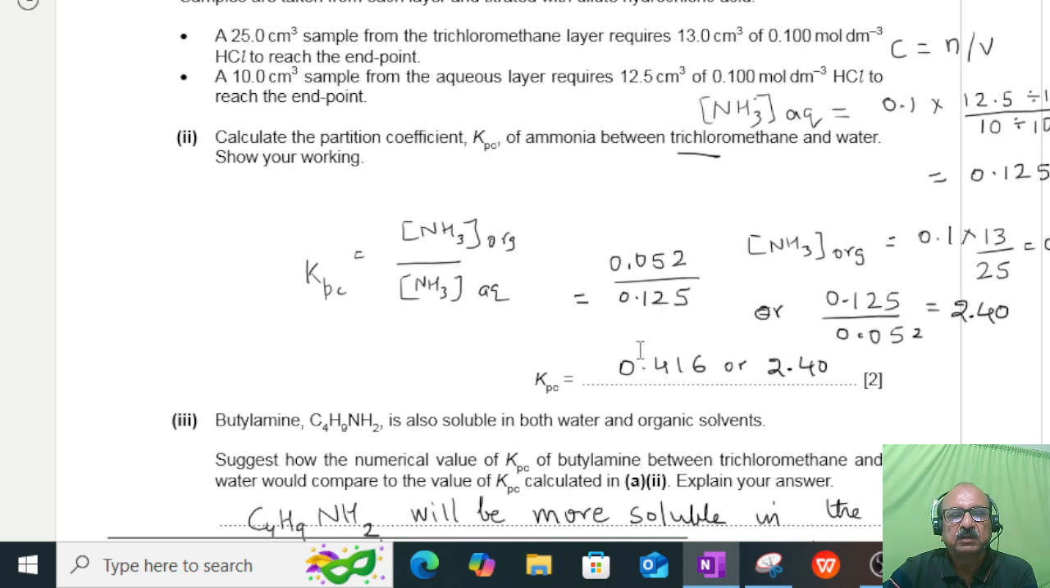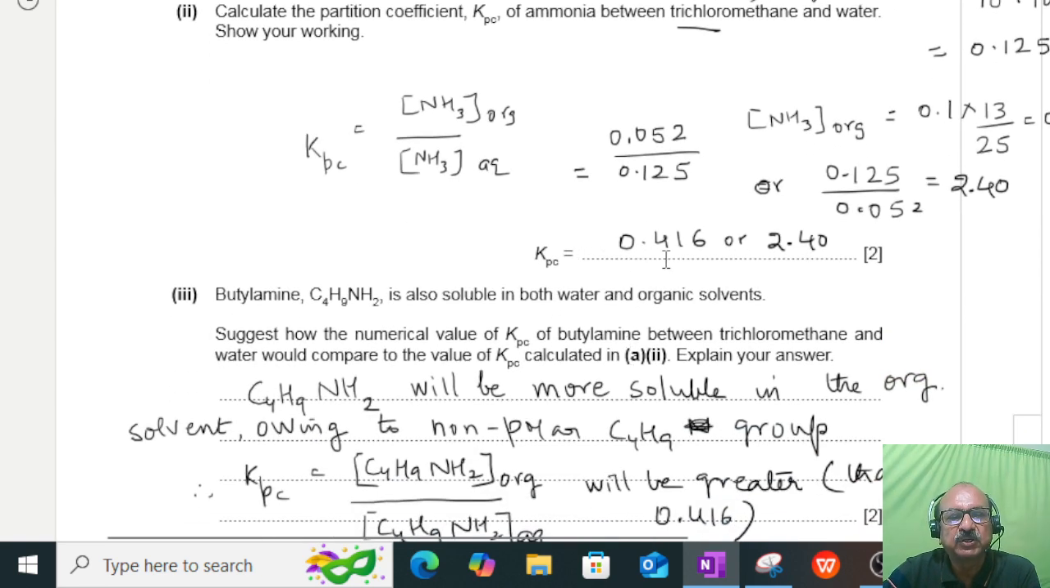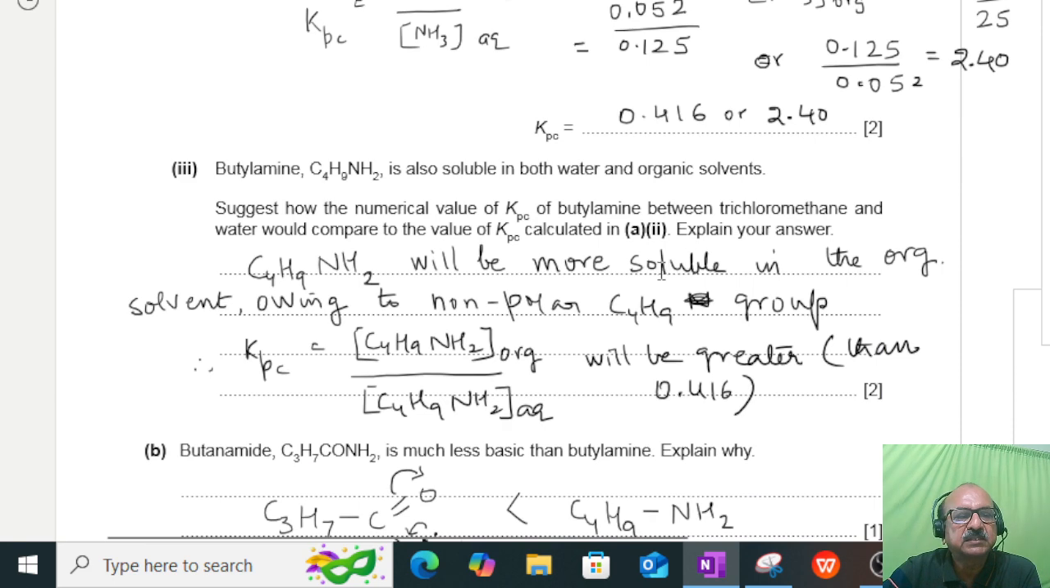This ratio is 0.416. You can even reverse the ratio and write it as 0.125 over 0.052, which is 2.40. Both the answers are correct, and therefore you could write either way, but ideally you should write it the first way, because it's between organic and water, so organic comes up and the water comes down. This is the normal way, but the other way also has been accepted. So either of the answers will be accepted. This is how we find out the partition coefficient. So hope you understood this.